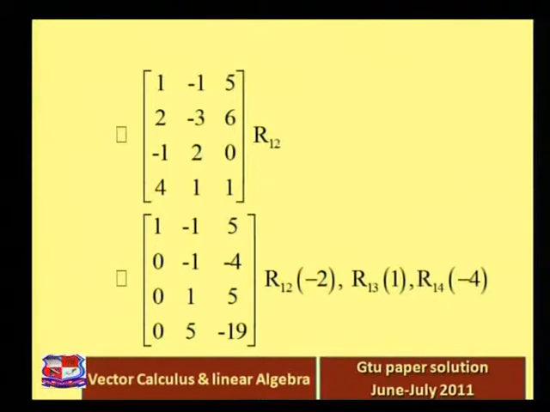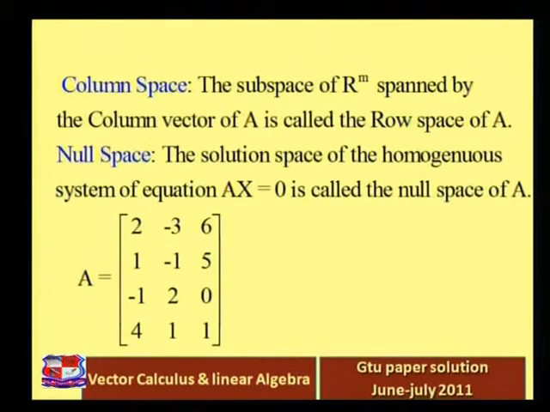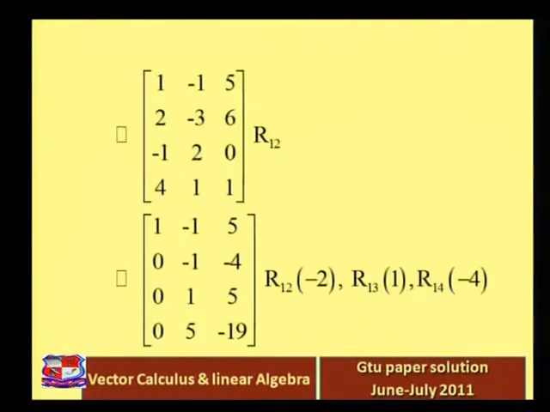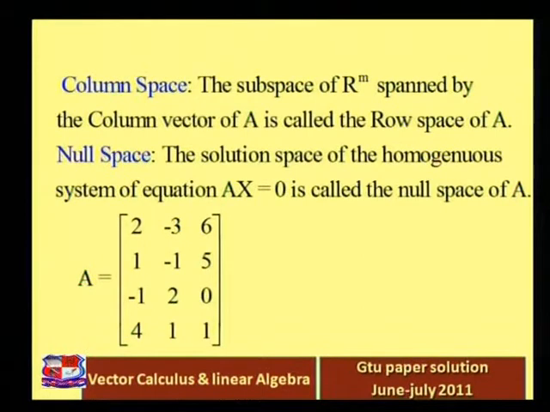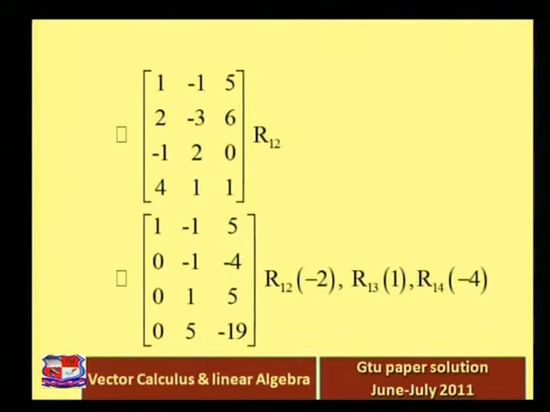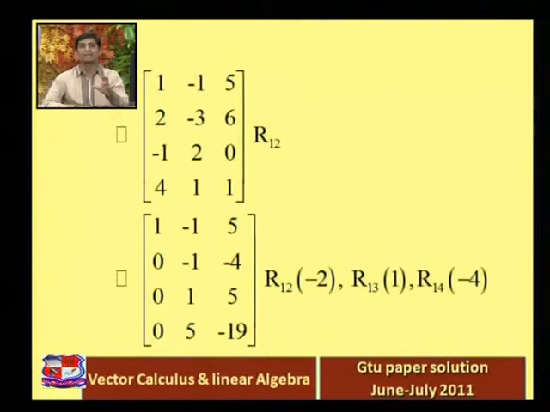We interchange first and second row. So first and second row are interchanged. You can see here is our actual matrix. So 1 minus 1 5 is second row, but we interchange first and second row. So that is 1 minus 1 5 is in first row, and in actual matrix 2 minus 3 6 is a first row. So that becomes second row, 2 minus 3 6. This process we are doing only because of leading entry 1. Okay, we will get the leading entry is 1, and the third and fourth row are as it is, minus 1 2 0 4 1 1.